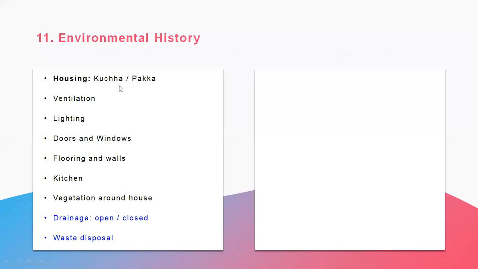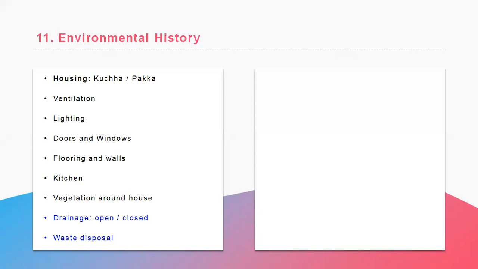So you need to start with the housing, whether the house is kacha or pakka, what is the location of the house, then ventilation in the house, that how many doors and windows are there, what is the size of the windows, whether the area of windows and doors is 25% of the floor area or not, then what is the source of the light, whether it is a well lighted house or not.